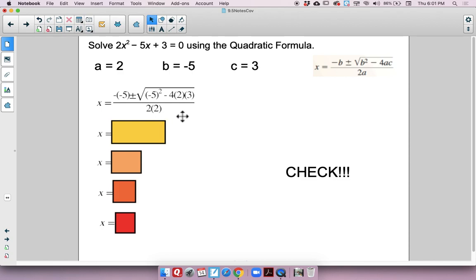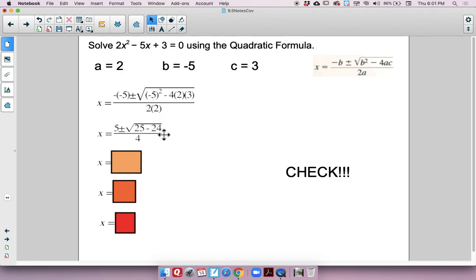So again, you'd want to make sure you're very careful to square this and then multiply all those together. And then you can combine. Okay, so when you do that, you should have gotten -5 squared is 25. -4 times 2 times 3 is -24. And then 2 times 2 is 4.